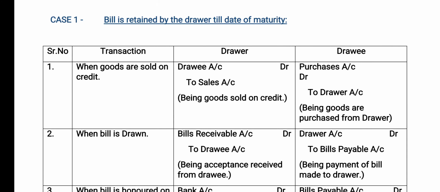So in this, mainly 3 transactions are going to happen. The first transaction is when goods are sold on credit. As you know, when the transaction is taking place between 2 parties like drawer and drawee, first is the selling and purchasing of goods. So the first entry is going to happen in the case of the drawer, and the first entry in the case of the drawee will be in the way of sales and purchase. So you have to do the entry in the books of both the drawer and drawee. First of all, I will explain with this flow chart how you are going to do the entry in the books of drawer and drawee.